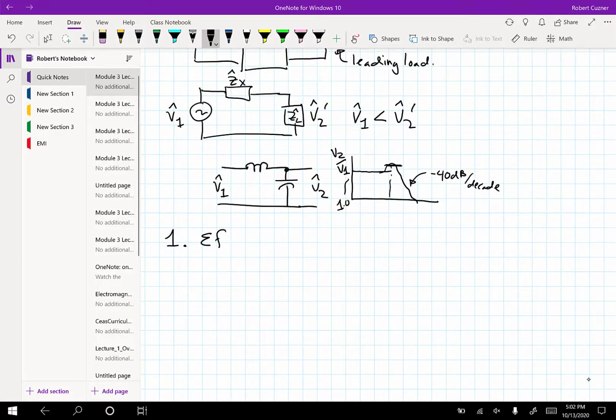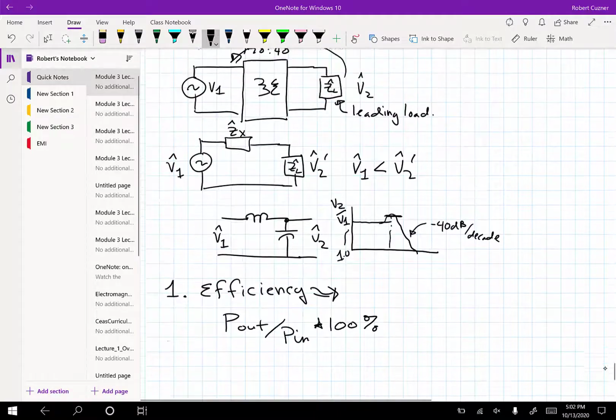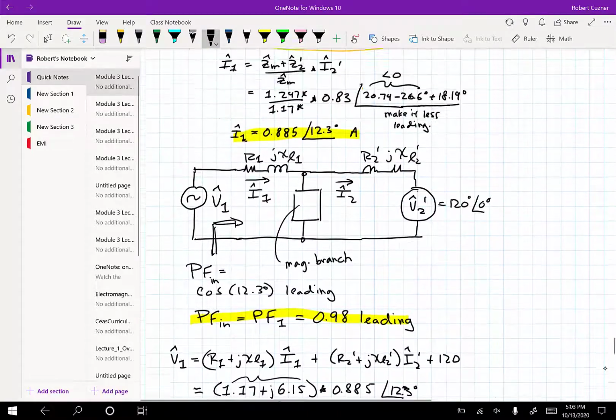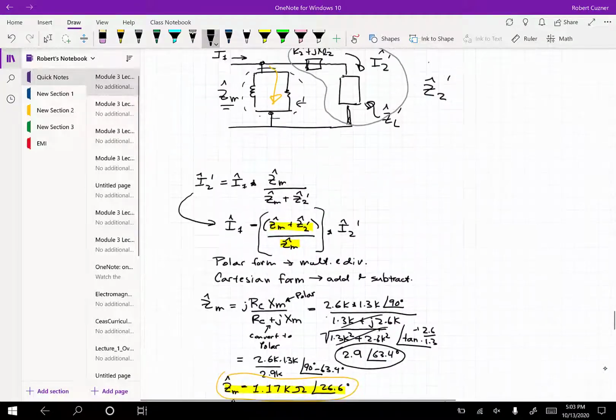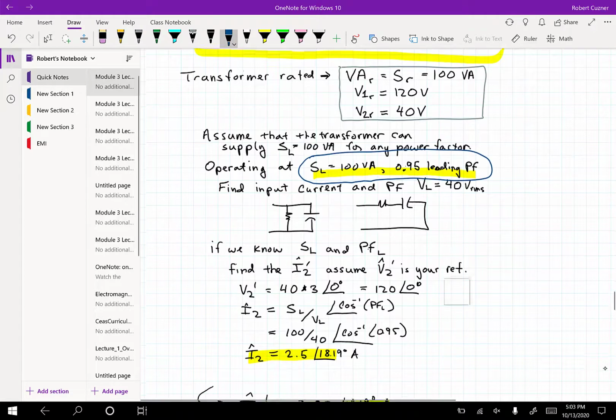Number one, efficiency. What is efficiency? Efficiency is defined as P out over P in, the real power out over the real power in, and usually it's given in percentage, so you multiply it times 100 and put a percent sign in front of it. So let's look at this example up here. What is the output power? We've done all this math. I'm going to go back to this guy right here. We've got our load. The load is the output of our transformer.